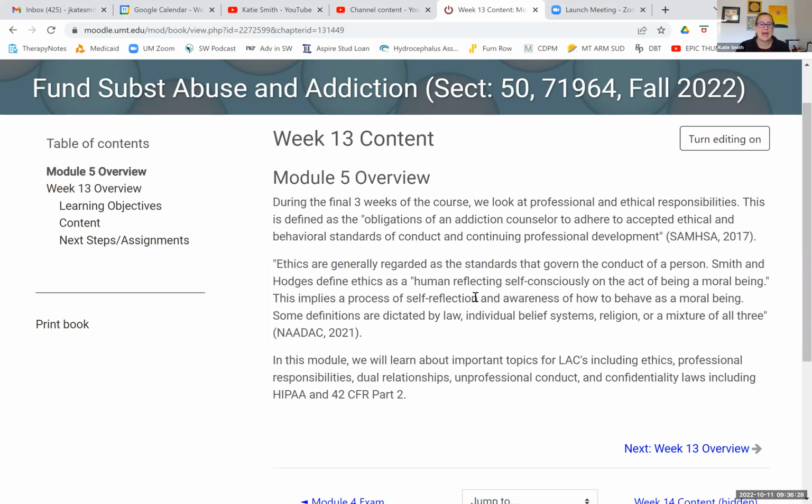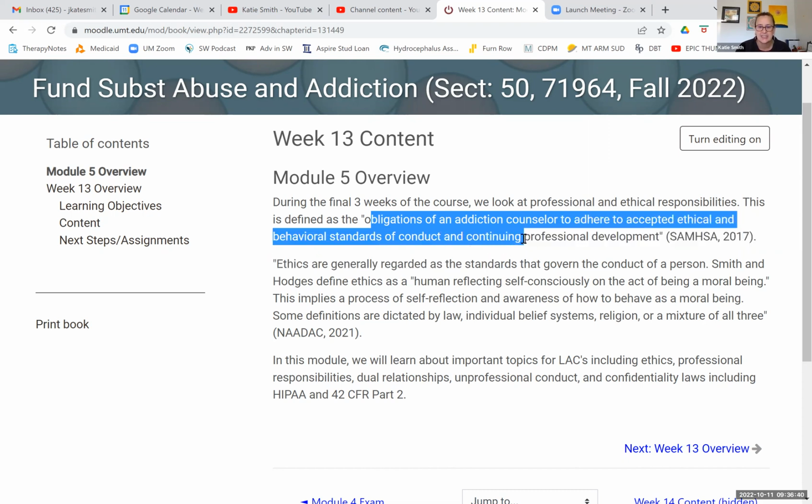We are looking at professional and ethical responsibilities. So this is defined as the obligations of an addiction counselor to adhere to accepted ethical and behavioral standards of conduct and continuing professional development.